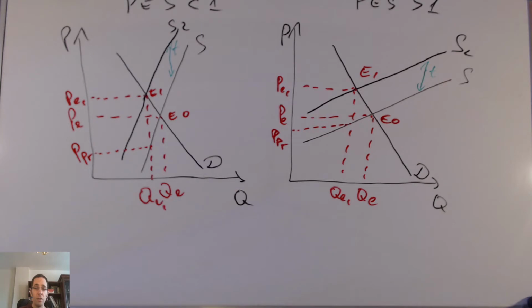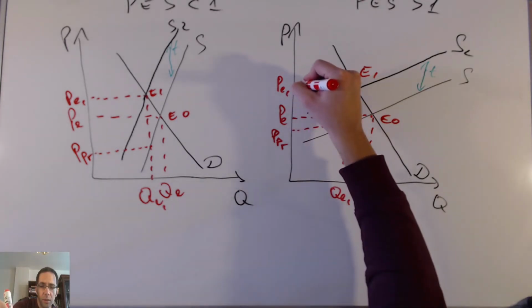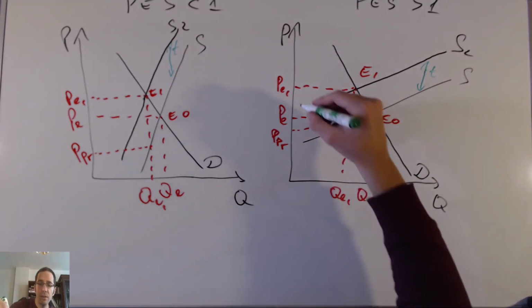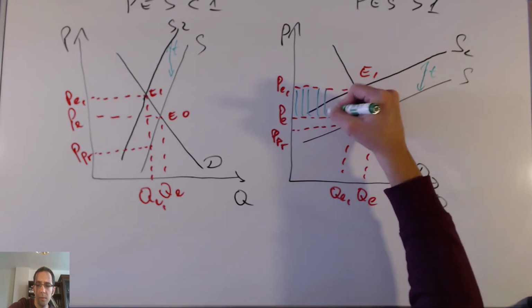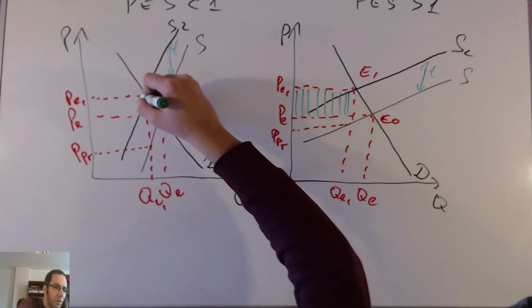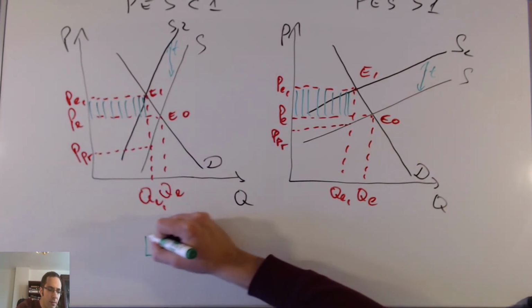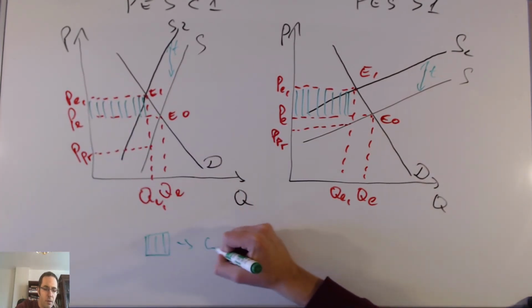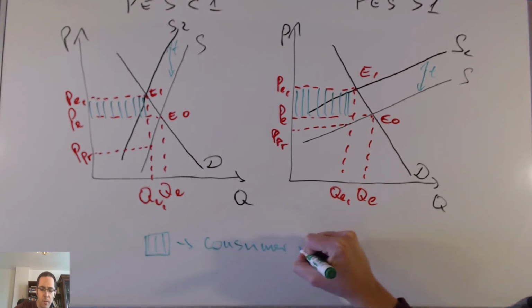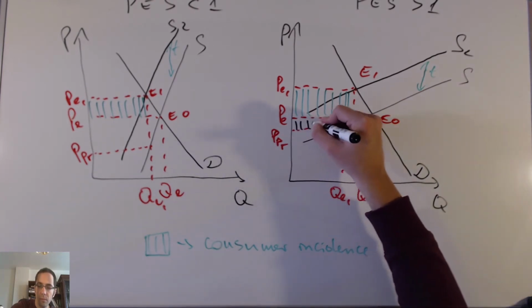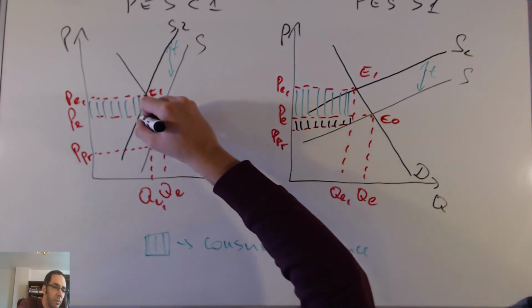Let's shade the consumer and producer incidences from the tax. The consumer incidence is the one at the top. This is my consumer incidence, and this is what the producers are paying.